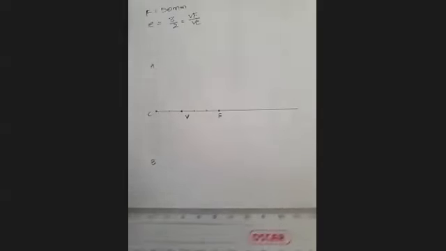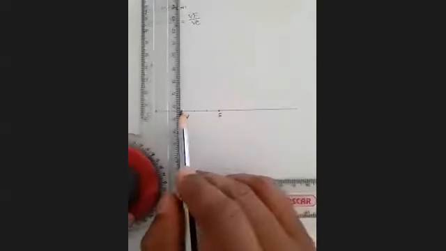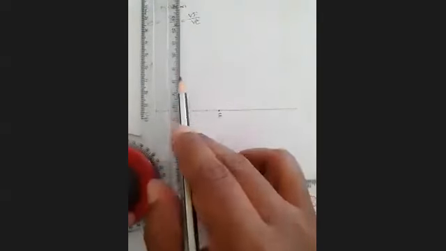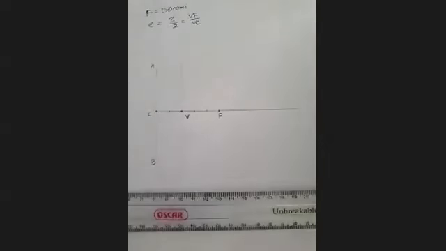After this, what you are supposed to do is to draw a vertical line through the vertex point. Okay. Okay. Now you take compass.